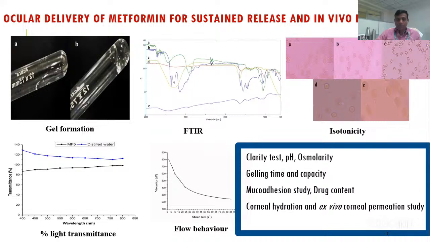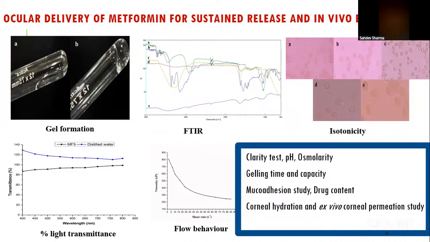And for the flow behavior and viscosity, the gel follows pseudoplastic behavior, which indicates a shear thinning effect. That means if you apply shear or pressure on the eye and the gel, the viscosity will decrease. That indicates good flow behavior for the formulation.